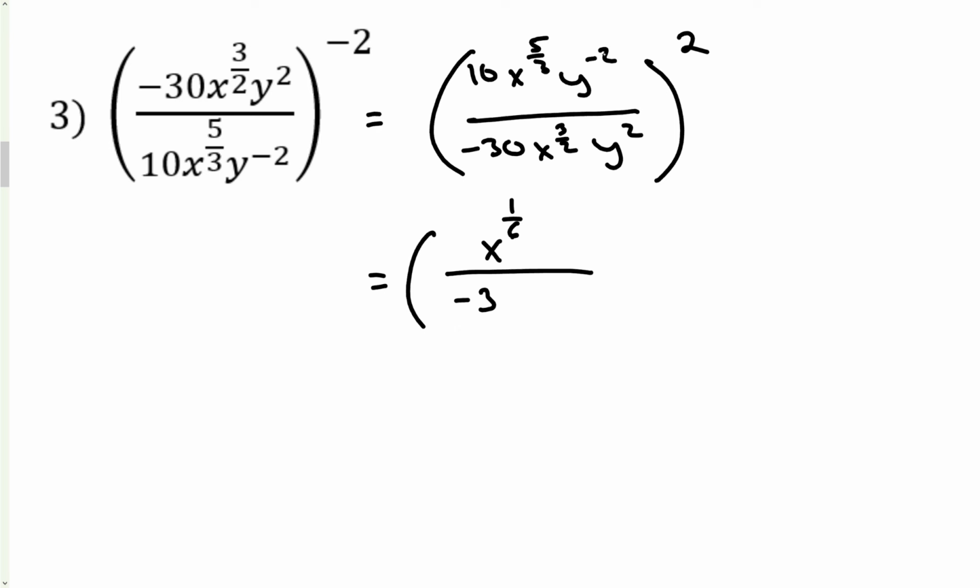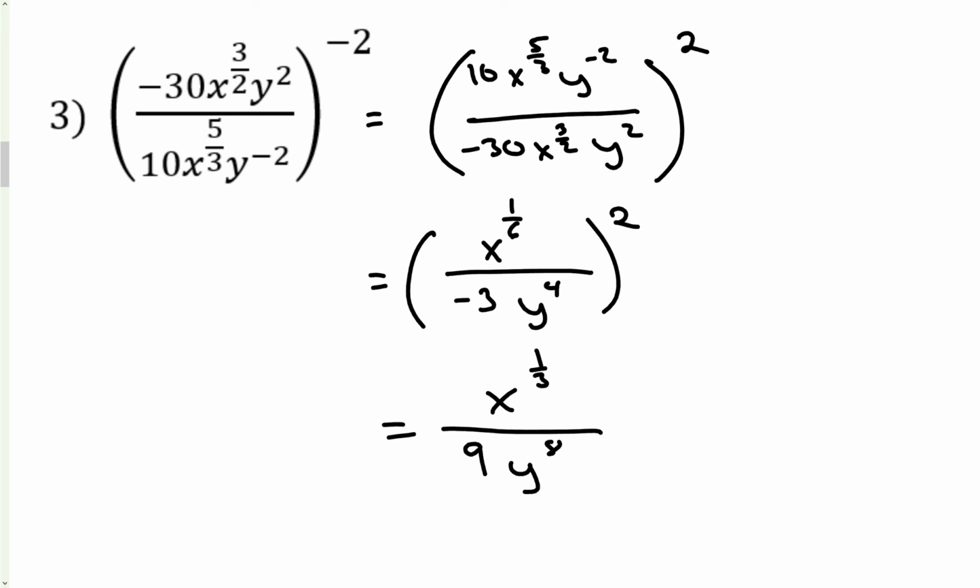Okay. With this negative exponent right here, it goes down to the bottom and combines with this y. Now, I must square everything. So, power to a power, we multiply exponents together, which gives me x to the 1/3, right, 2 over 6. Negative 3 squared is a positive 9, and y raises to the 8th power.